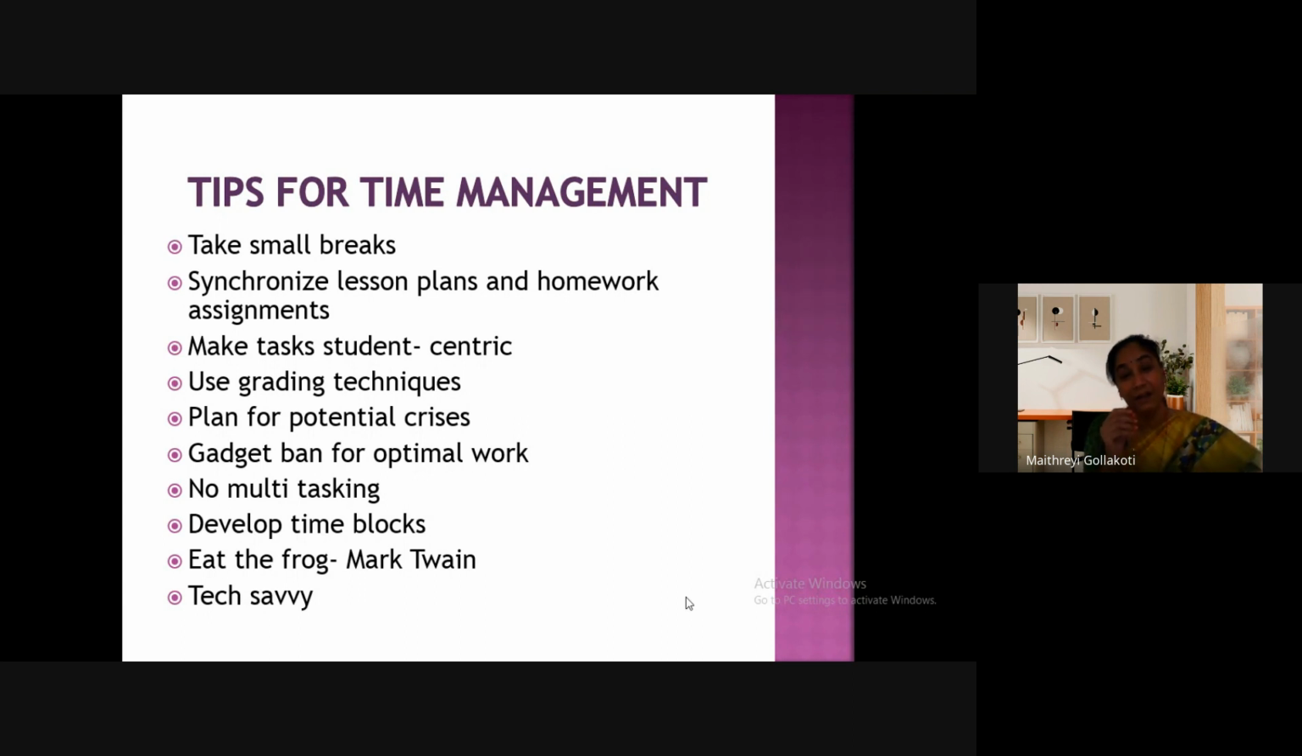And next, tech savvy. Please learn technology. Keep abreast of times. Learn technology because technology will simplify your work. So that is why we all have to learn technology to some extent at least, to simplify our tasks and to do work in a faster and a more efficient way. Next slide, please.